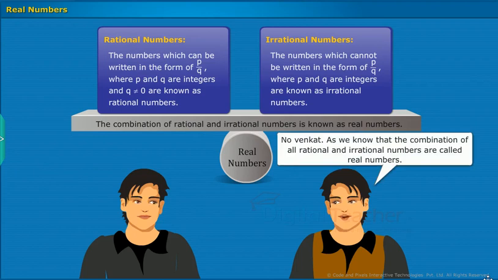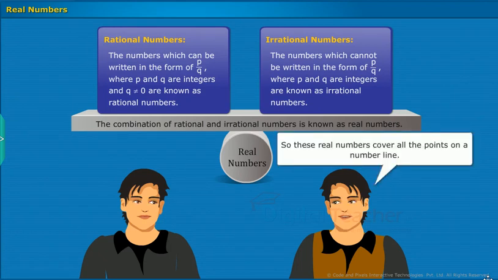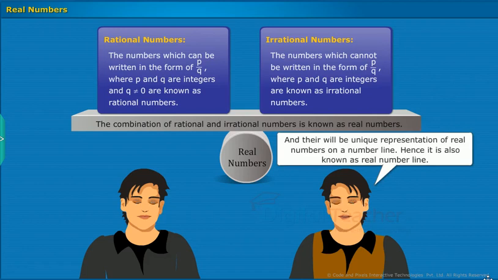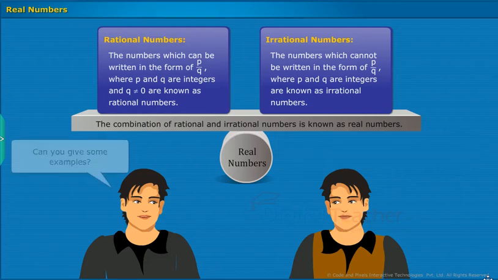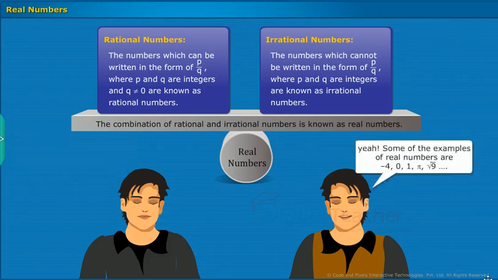As we know, the combination of all rational and irrational numbers is called real numbers. So these real numbers cover all the points on a number line. And there will be a unique representation of real numbers on a number line. Hence it is also known as the real number line. Can you give some examples? Yeah, some examples of real numbers are -4, 0, 1, pi, root 9, and so on.